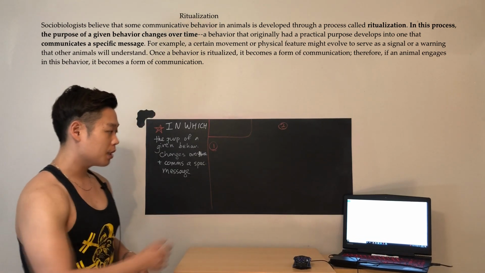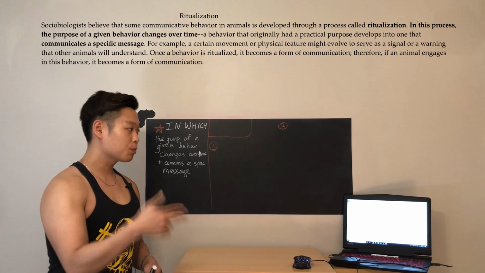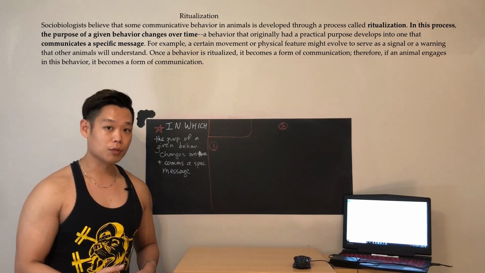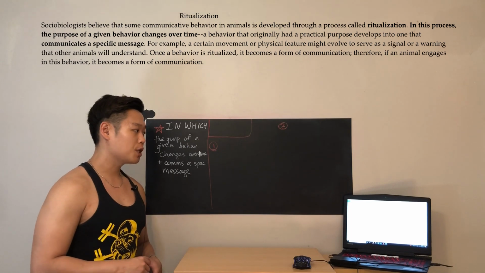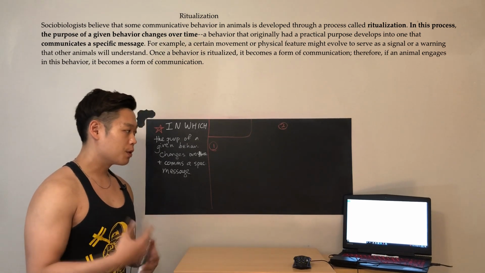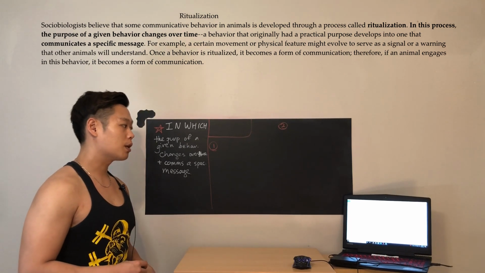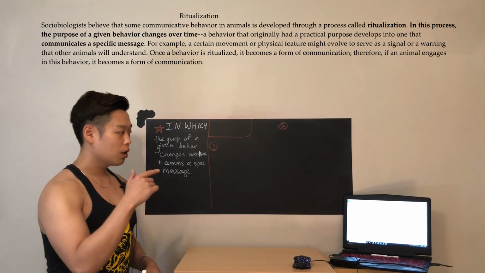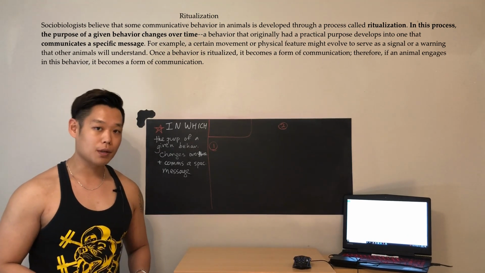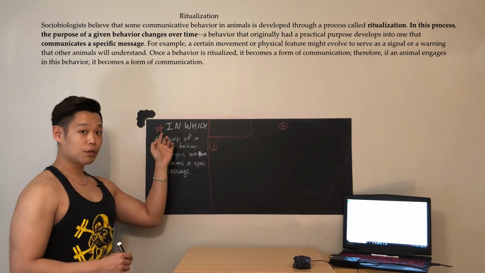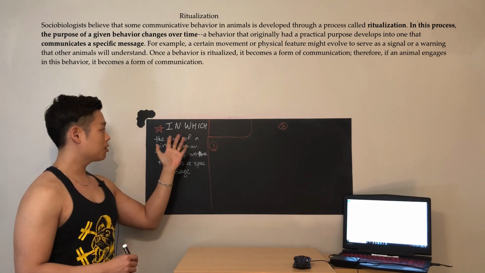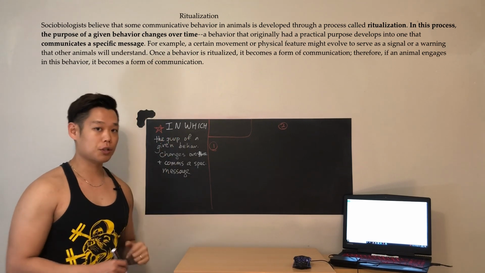So the next sentence says, in this process, so this process is definitely ritualization, correct? In this process, the purpose of a given behavior changes over time. A behavior that originally had a practical purpose develops into one that communicates a specific message. That's the sentence that we can kind of copy and paste. Now, originally, I would like you guys to say which first for the star symbol, but for this definition, we're gonna change it to in which, all right?